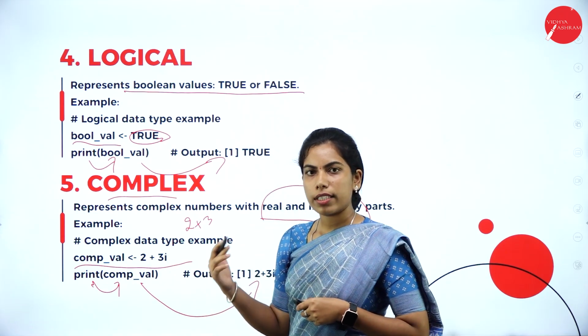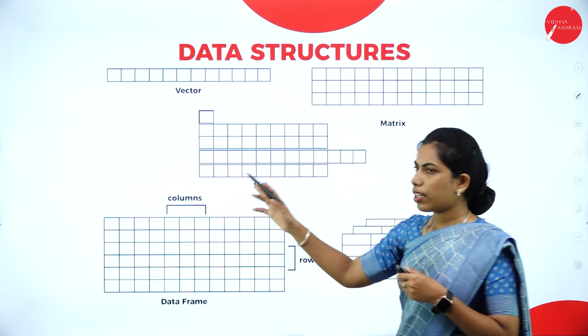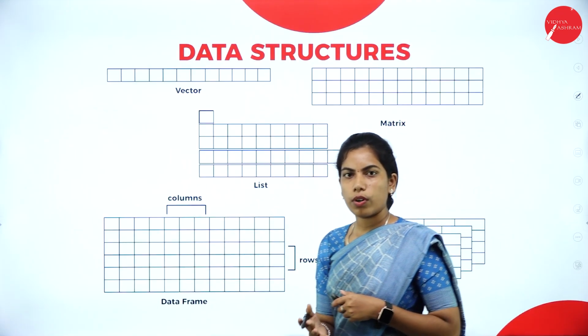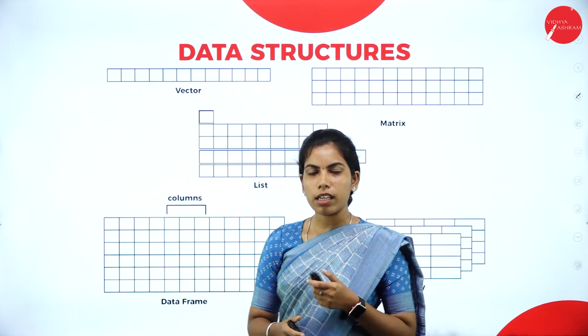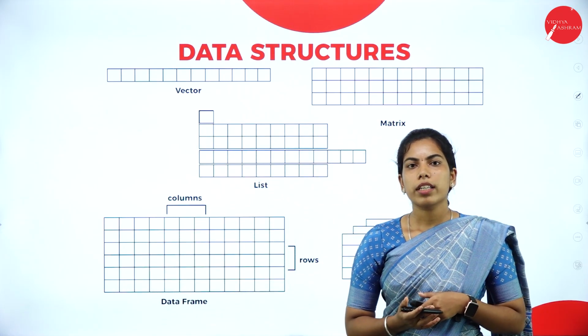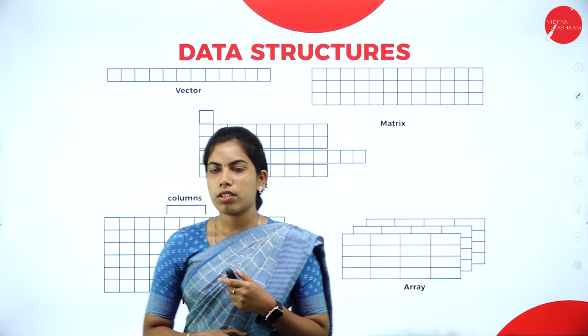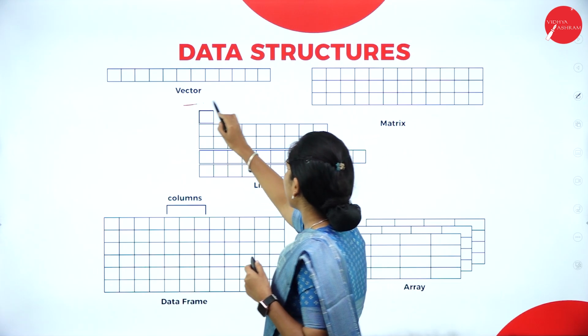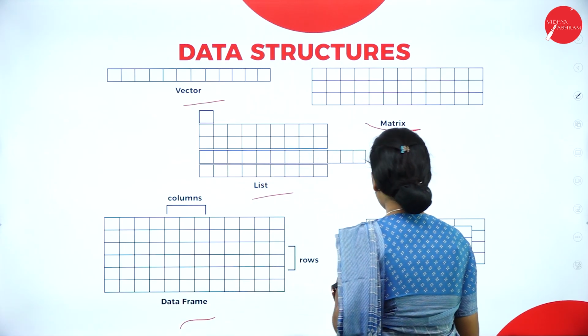Got it? So let's see data structures. Here you can see data structure. Data structure is nothing but the way of storing or organizing the data to access or manipulate it, which is known as a data structure. So R provides mainly 5 data structures. These are vector, matrix, list, data frame and array.